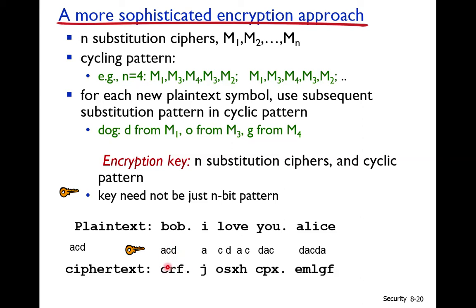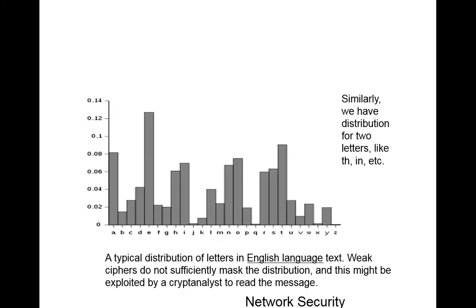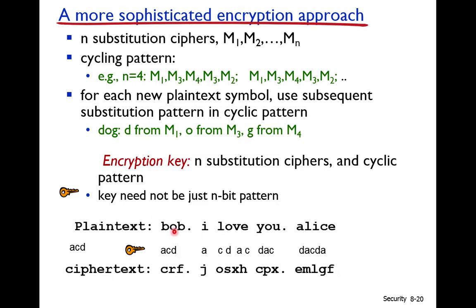So in this way, it basically hides the character distribution. The character distribution analysis cannot be applied here. Why? Because here B is replaced by C and B is also replaced by F. So it basically hides the character distribution. This is an example, and it is called the substitution pattern or cycle pattern.